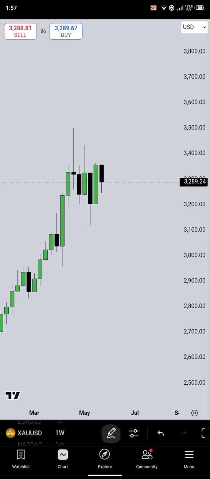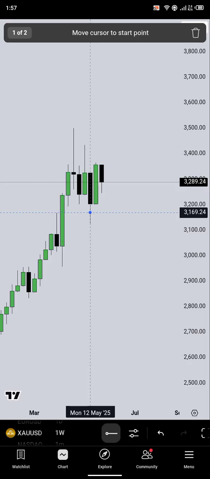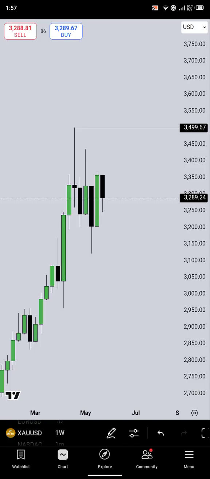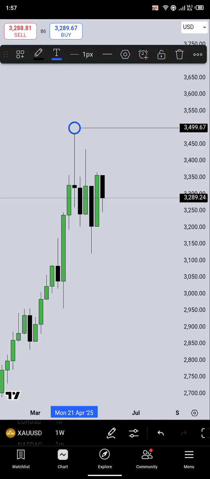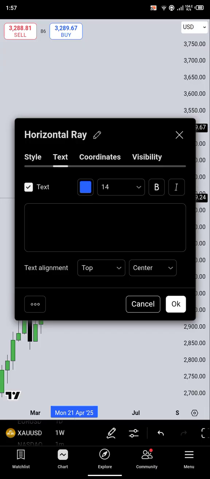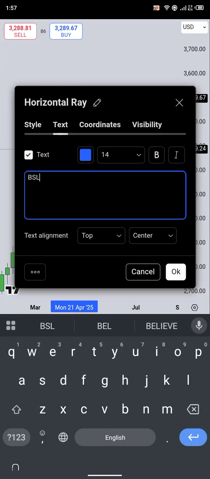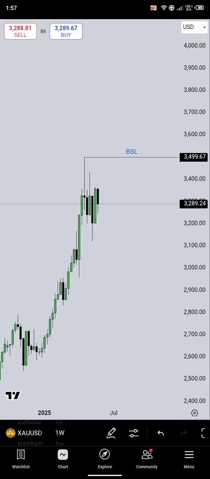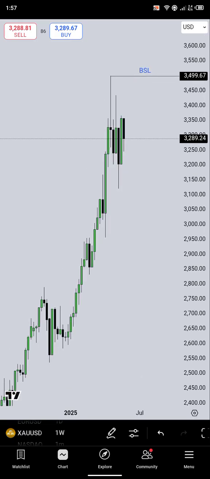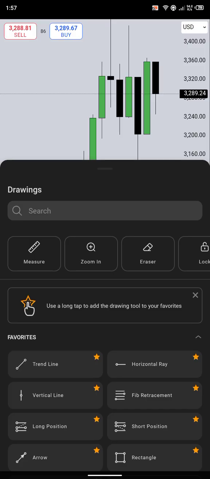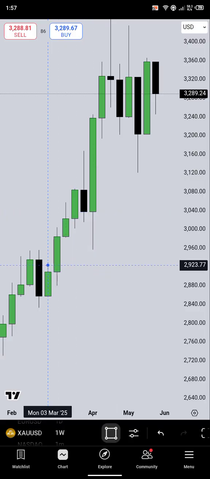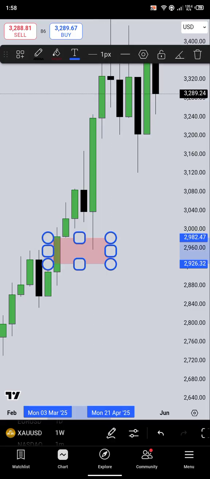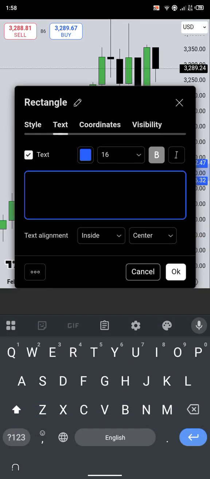Yeah. So on the weekly time frame, I notice this liquidity that price left, this 3,499 level, buy side liquidity. And then from here, notice what happened. We have a fair value gap, an imbalance that price tapped into. Fair value gap.